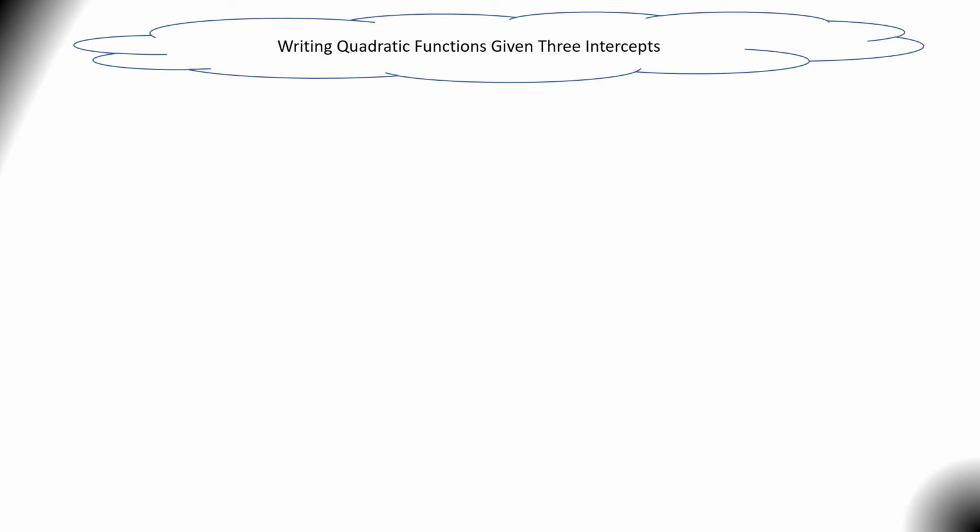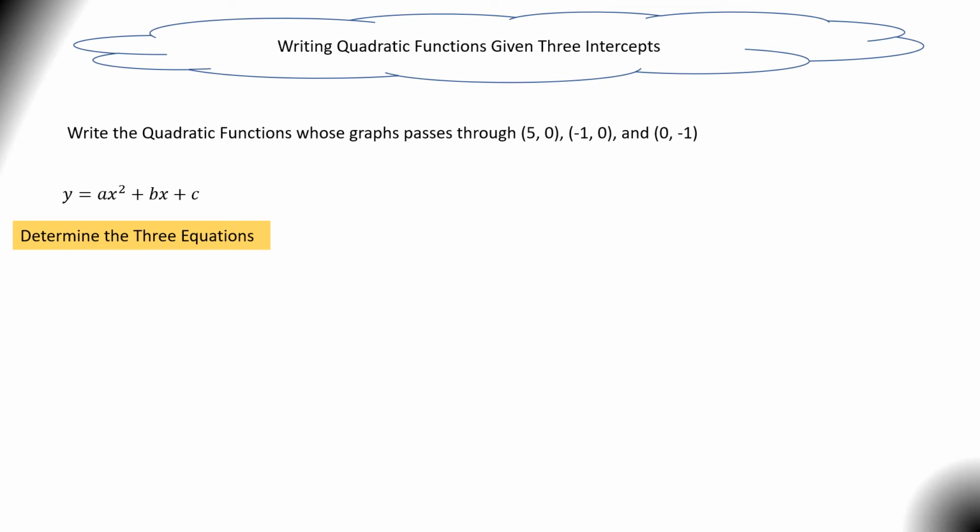Okay, writing quadratic functions given 3 intercepts. Another example. Write the quadratic function whose graph passes through 5, 0, negative 1, 0, and 0, negative 1. You determine the 3 equations. Ayan po, 5, 0. Sinubstitute lang natin si value ng y, x. Ang value ng y ay 0 at ang value ng x ay 5. Ayan po siya, 5 squared is equal to 25 times a, 25a. b times 5, 5b, plus c equal to 0.